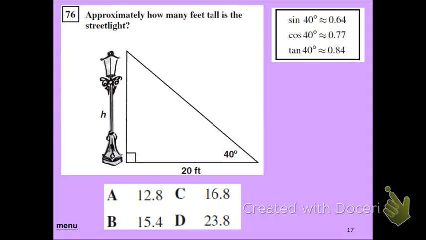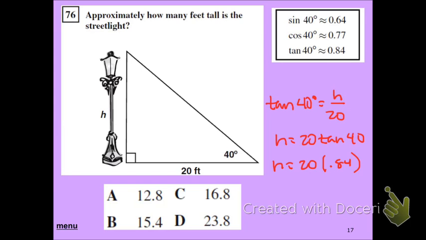Okay, so go ahead and work out this problem, please. The tan of 40 is h over 20, opposite over adjacent. Solve for h: 20 times tan 40, which you've given is 0.64. You should be able to do that in your head, but if you couldn't, use your calculator, and you get h as 16.8. All right, so that's a little warm-up.